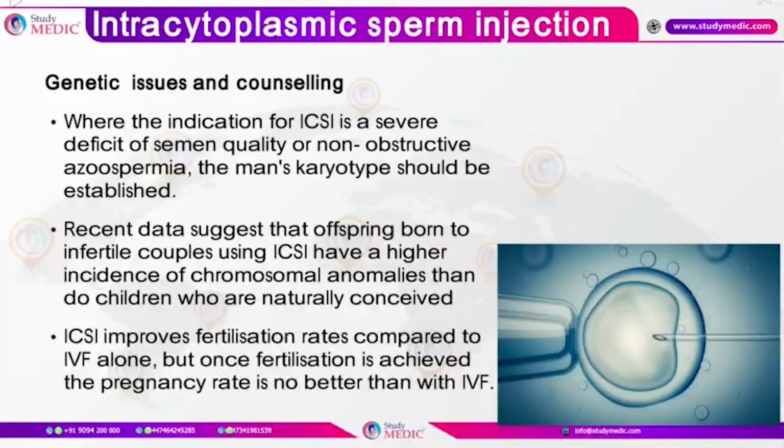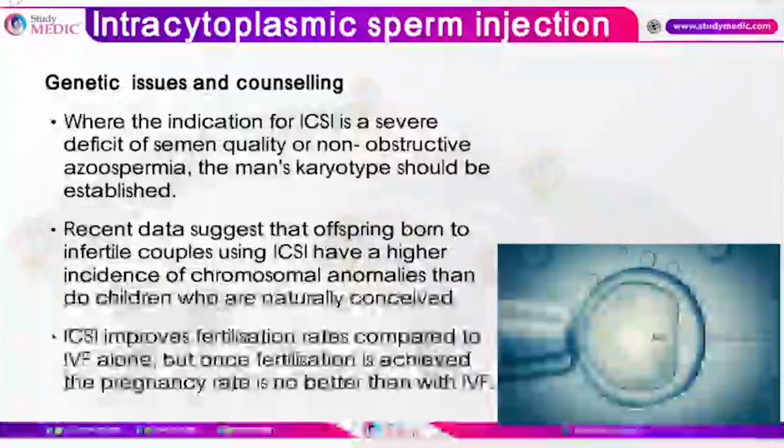Where the indication for ICSI is severe deficit of semen quality or non-obstructive azoospermia, the man's karyotype should be established. Recent data suggests that offspring born to infertile couples using ICSI have a higher incidence of chromosomal anomalies than children who are conceived naturally. But yes, the proportion is not that high.